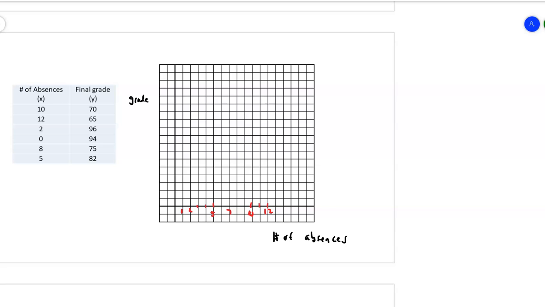And then for grade, looks like 65 is the lowest. So can I do one of these things where I show that there's a break? And then that's 65, 70, 75, 80, 85, 90, 95, 100. How did I do that?